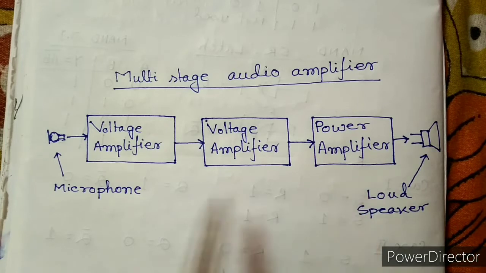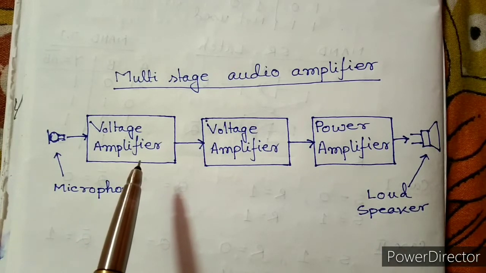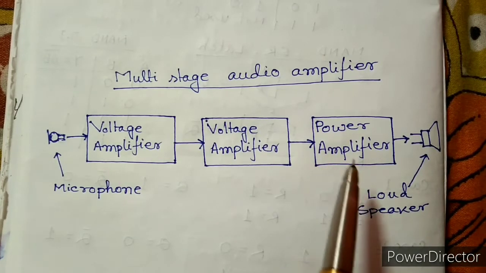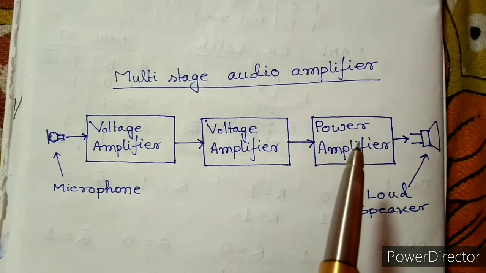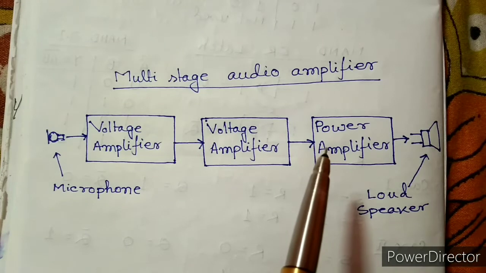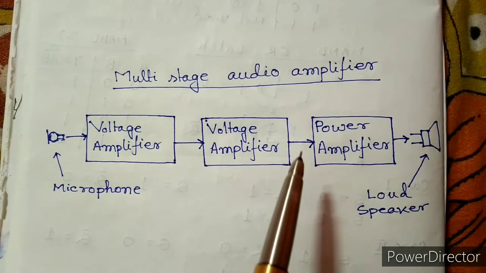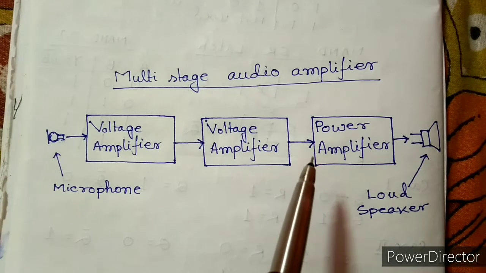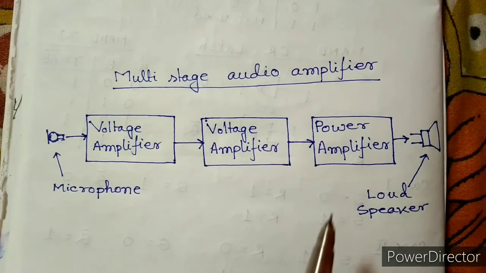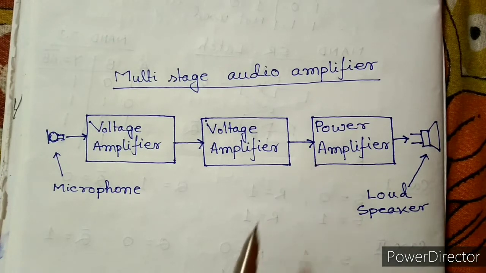We require several voltage amplifiers to amplify the voltage level, because the power amplifier input voltage level is high enough. It is in the 2 to 4 volt range. So, here we have seen that a power amplifier is used in the last stage of an audio amplifier circuit.